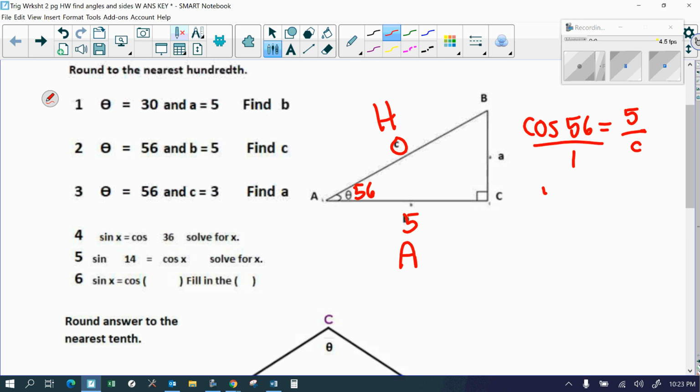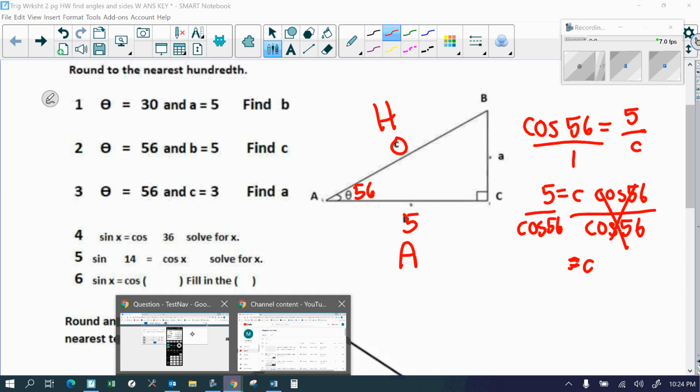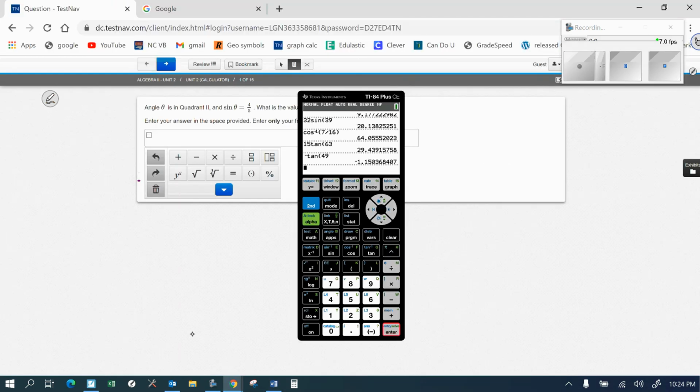Cross multiply, I get 5 equals C times cosine 56. I'm going to divide both sides by cosine 56. Okay, and then that cancels that out. And we're rounding to the nearest hundredth, so C is approximately equal to whatever 5 divided by cosine 56 is. Bring up the calculator. Okay. Make sure it's still in degrees. Yes, it is.